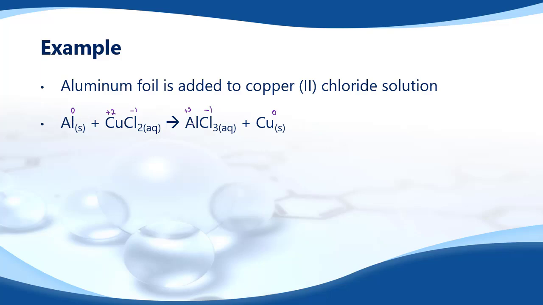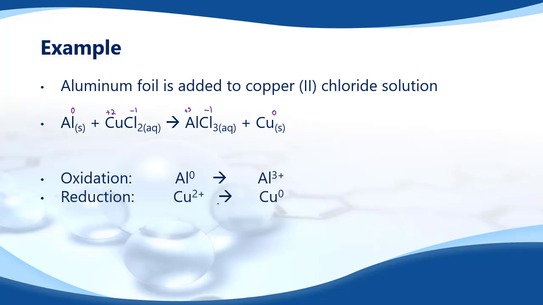Aluminum's going from 0 to +3. So 0 on the reactant side, +3 on the product side. This is an oxidation, right? So I'm going to write my half reactions. My oxidation, aluminum 0 goes to aluminum +3. My chloride's not changing. It's -1 on both sides. My copper's going from +2 to 0, so its oxidation number is going down. That's a reduction. So copper 2 to copper 0 is my reduction. So these are my two half reactions.